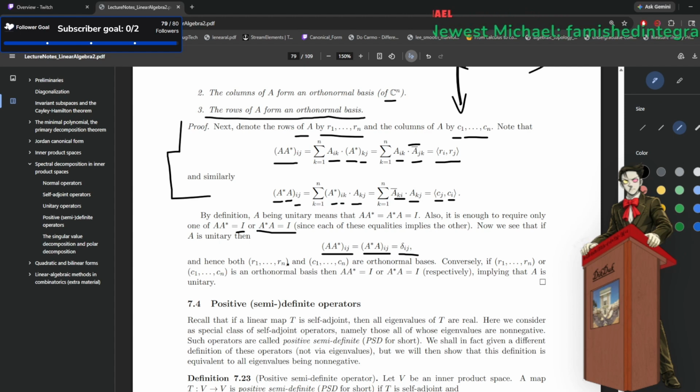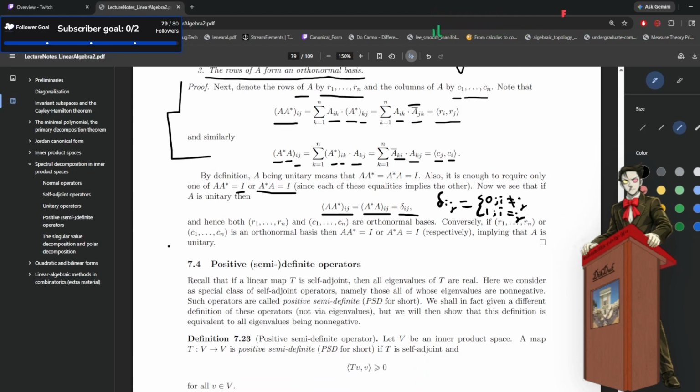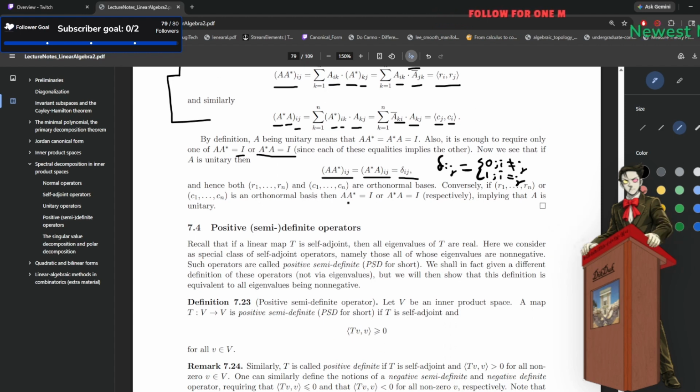And hence, both R1 through Rn and C1 through Cn are orthonormal bases. Again, the canonical delta ij is the function that is 0 if i is not j, and 1 if i equals j. Now, then AA* equals I, or A*A equals I respectively, implying that A is unitary. That concludes unitary operators. We finished self-adjoint operators today and unitary operators today.